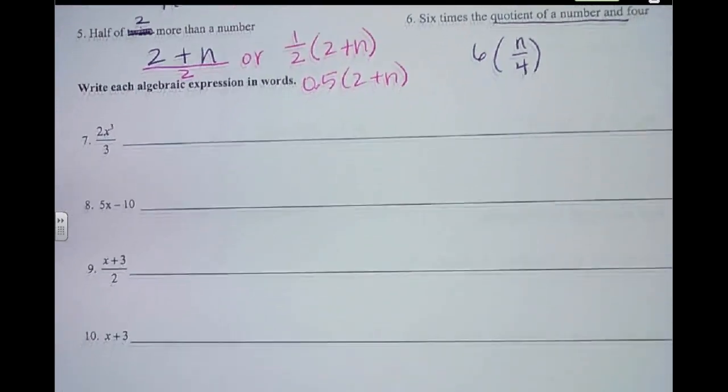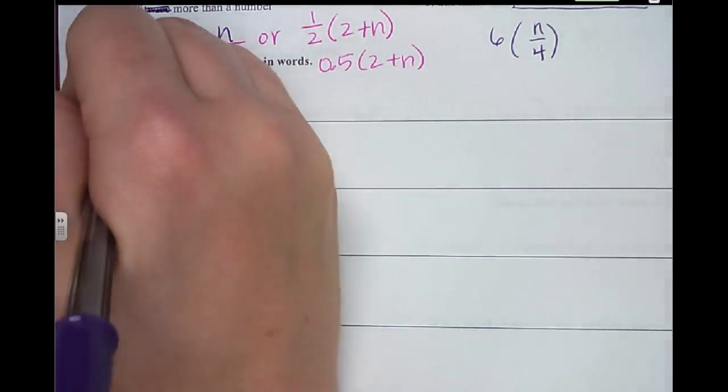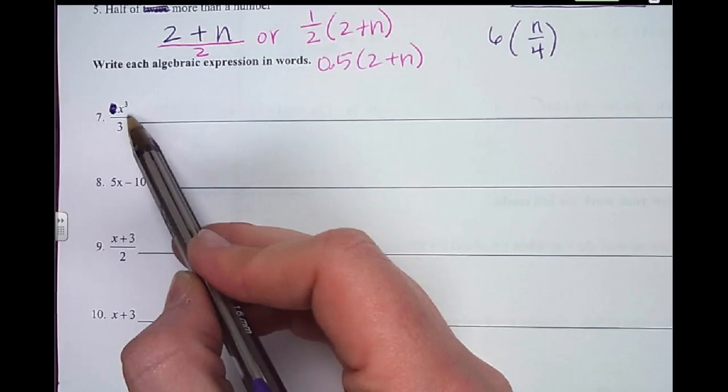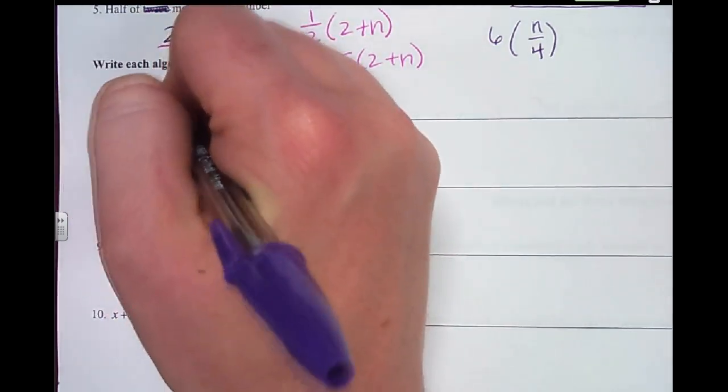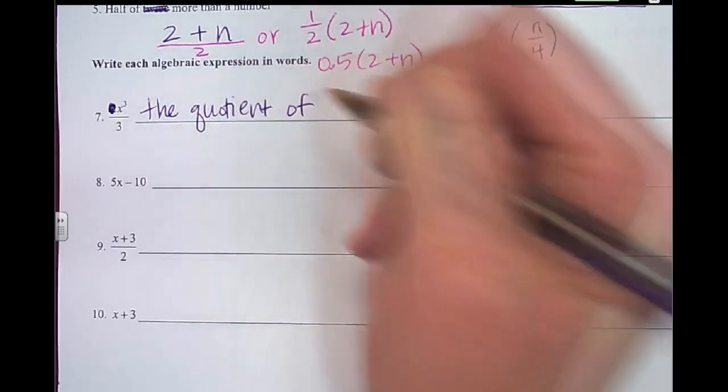Okay, so the next part, we're now going backwards, so we're writing it in words. Write each algebraic expression in words. And I'm going to take that 2 off on this one because it's a little bit weird. So number 7, I first see that I'm doing a division sign. So I know up above when I do division, I said the quotient of.